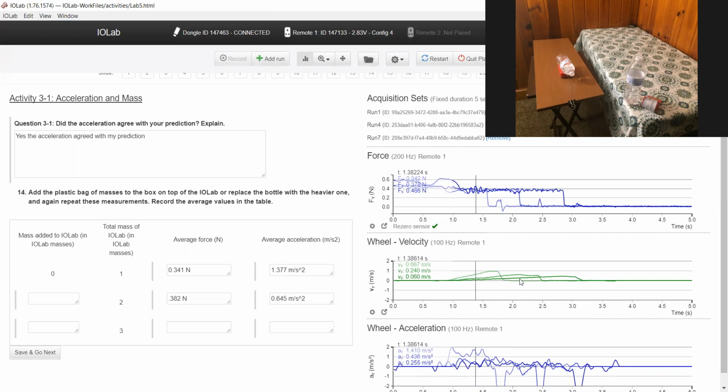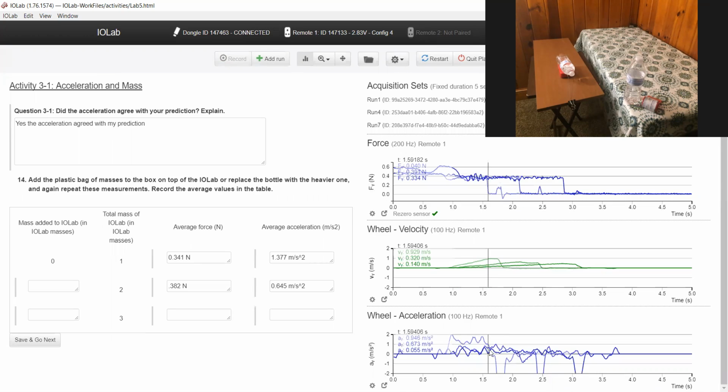Okay, so as you can see, the rate of change of velocity is the acceleration, the last one. You might get a constant value in here, but if you don't, we'll take the average, obviously. In theory it has to be constant, since it's the rate of change.